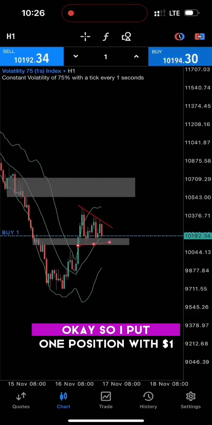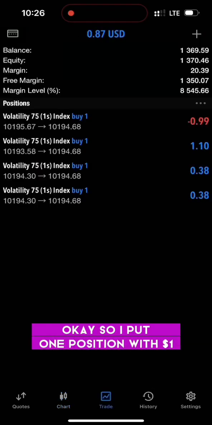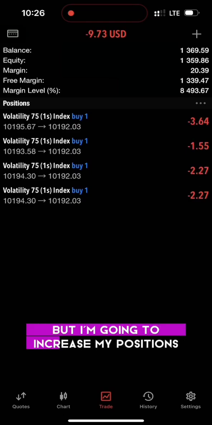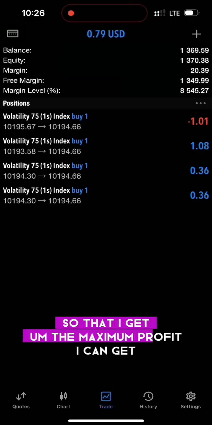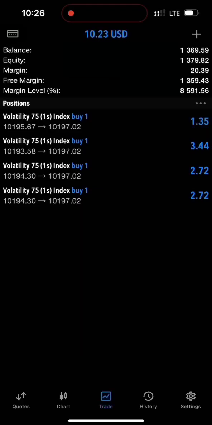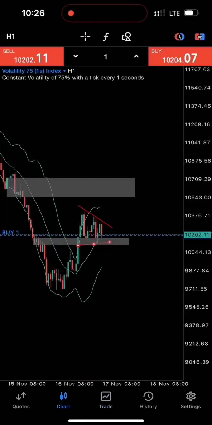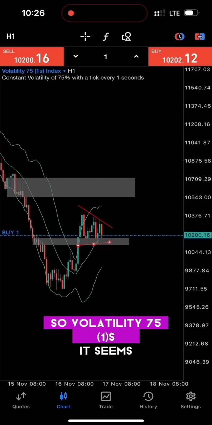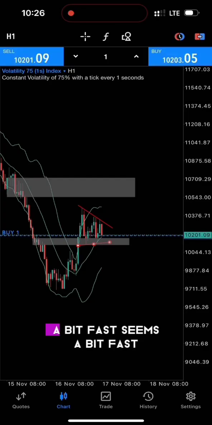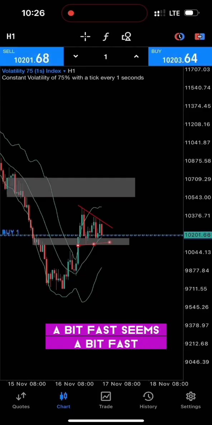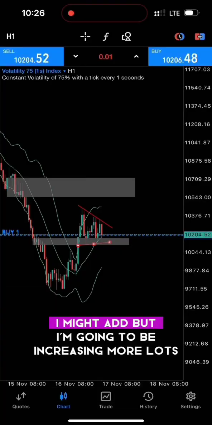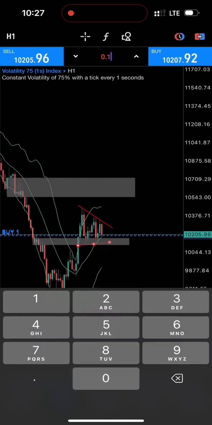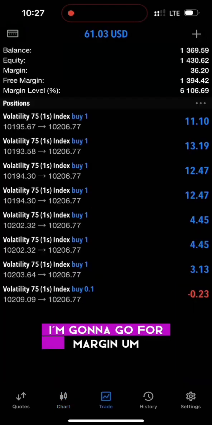Okay, so I put one position with $1. It seems okay, but I'm going to increase my positions so that I get the maximum profit I can get. Volatility 75 (1s) seems a bit fast. Am I dead? But I'm going to be increasing more lots. I'm going to go full margin.